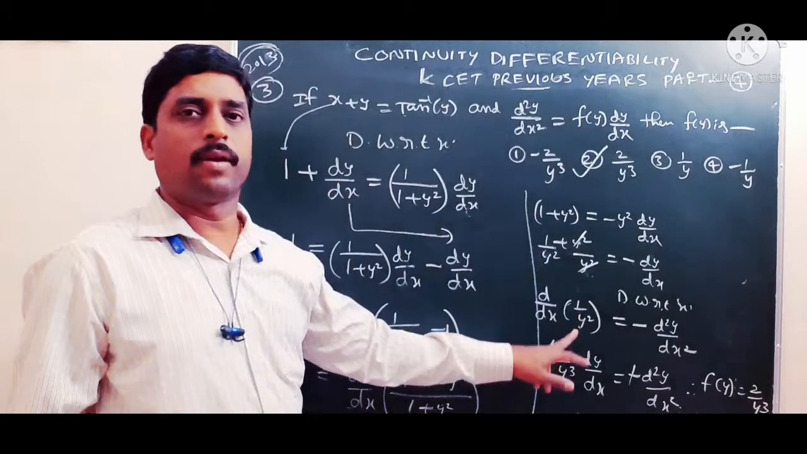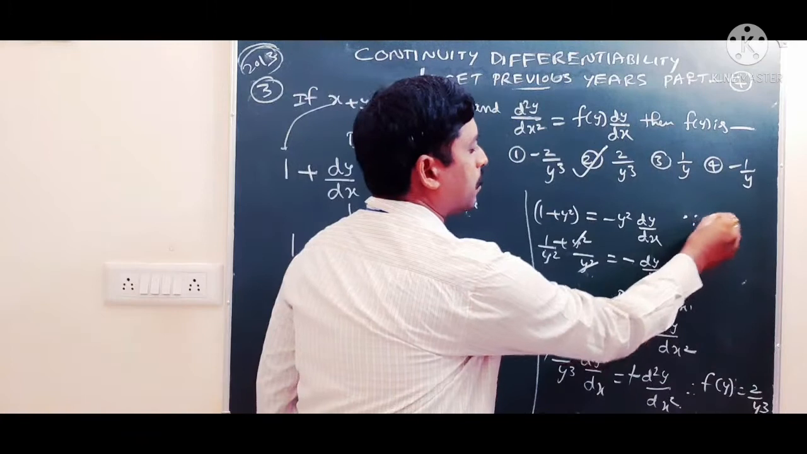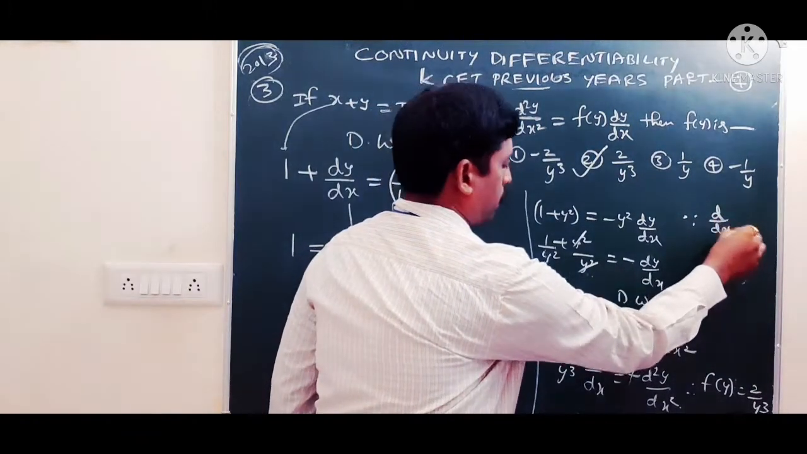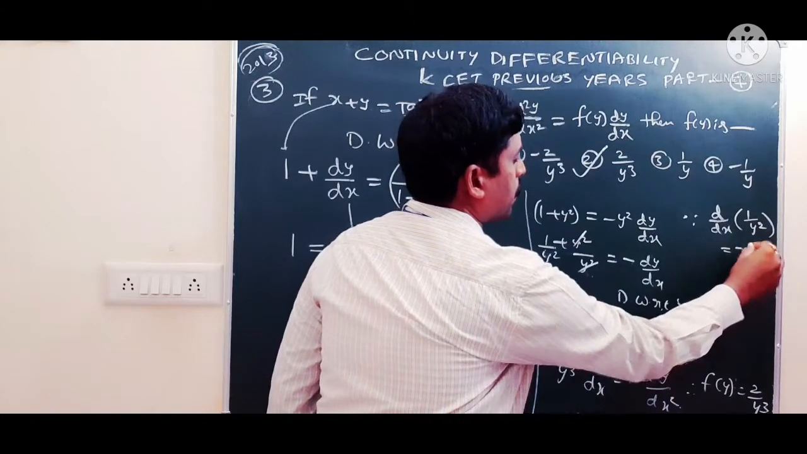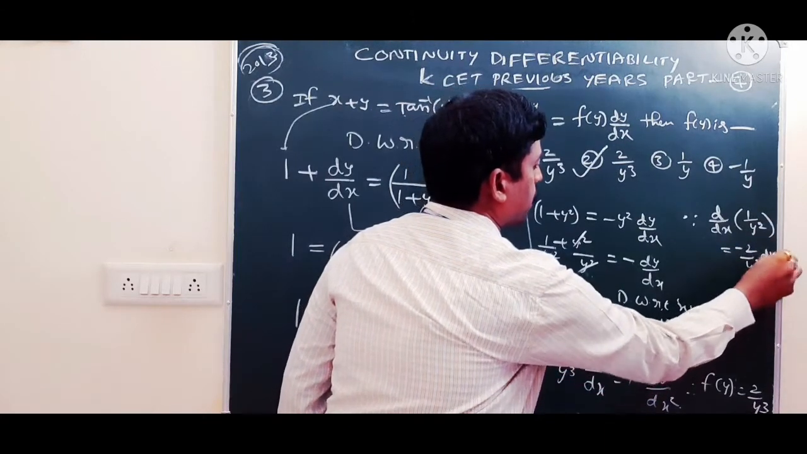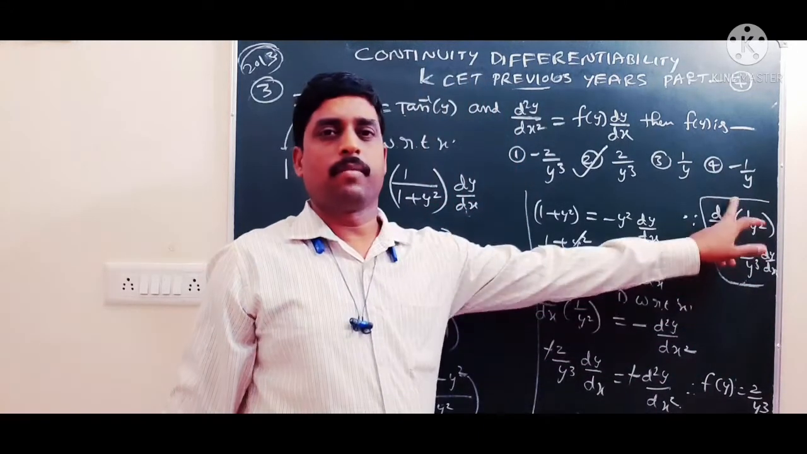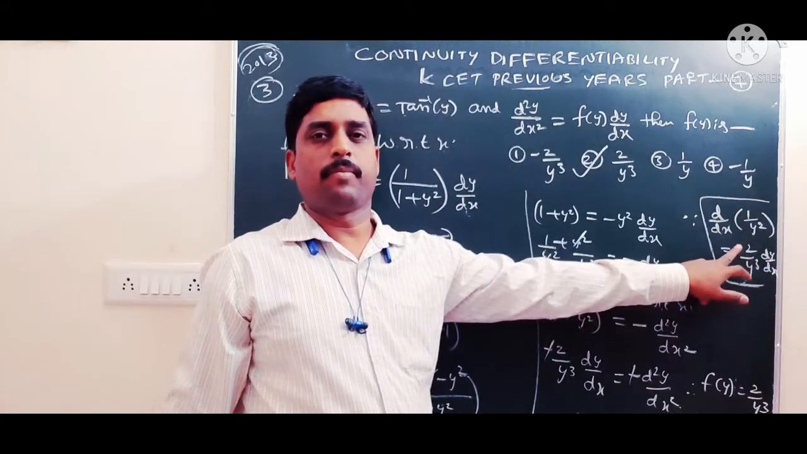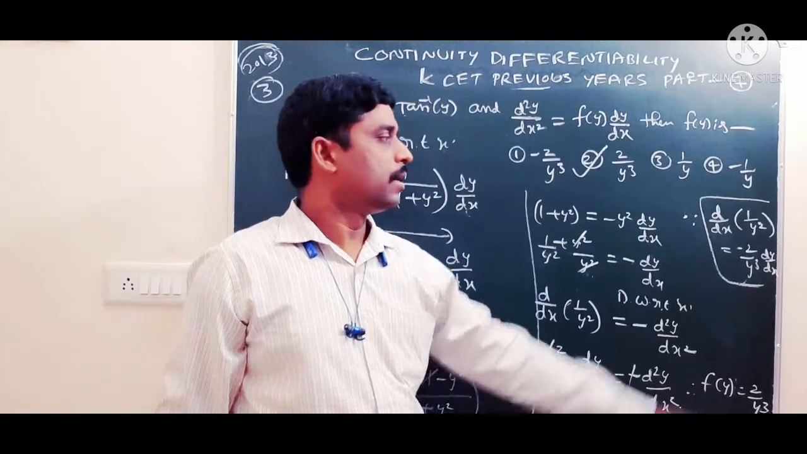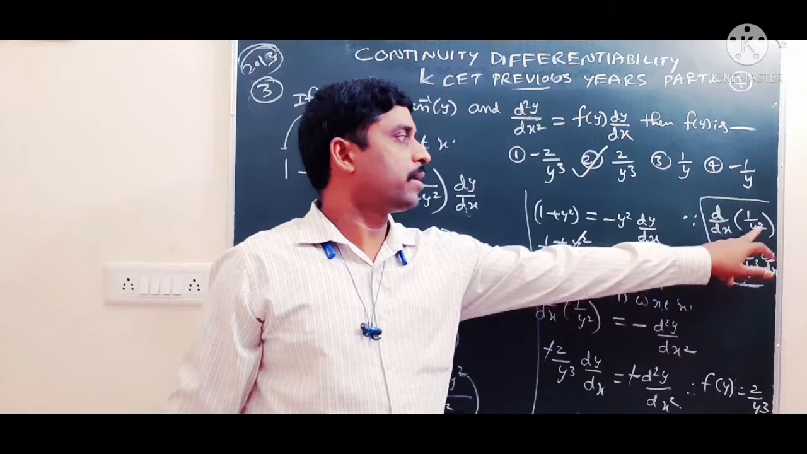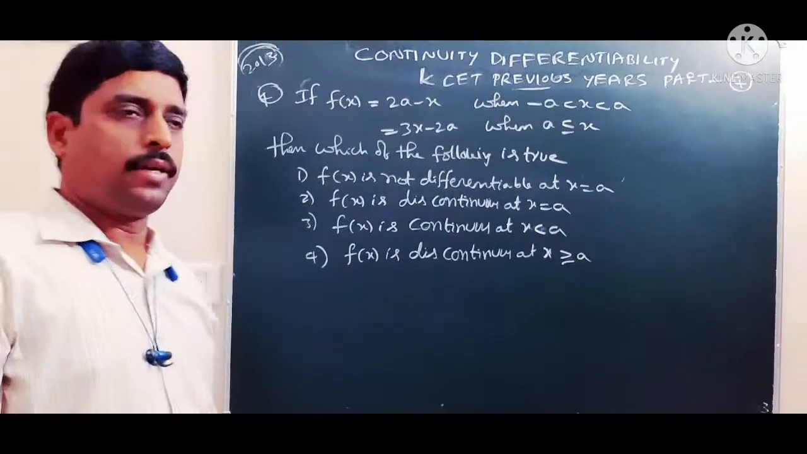So the differentiation of 1 by y square is minus 2 by y cube into dy by dx. d by dx of 1 by y square is nothing but y to the power minus 2, by using the x to the power n formula. So minus 2 by y cube into the derivative of y with respect to x, dy by dx. Let us go to the next problem.